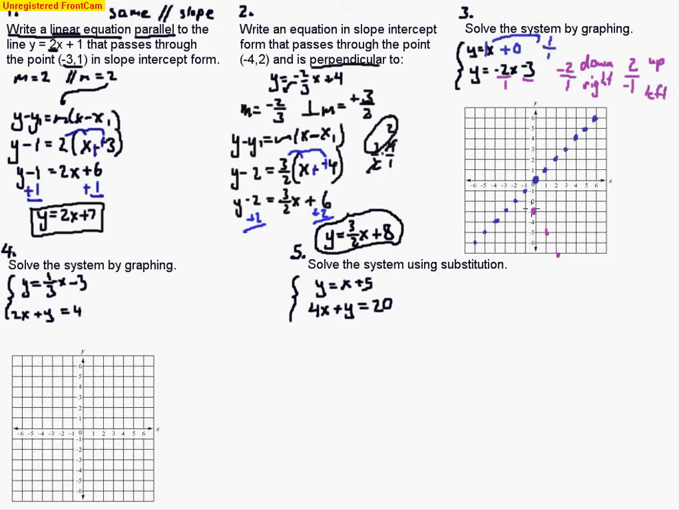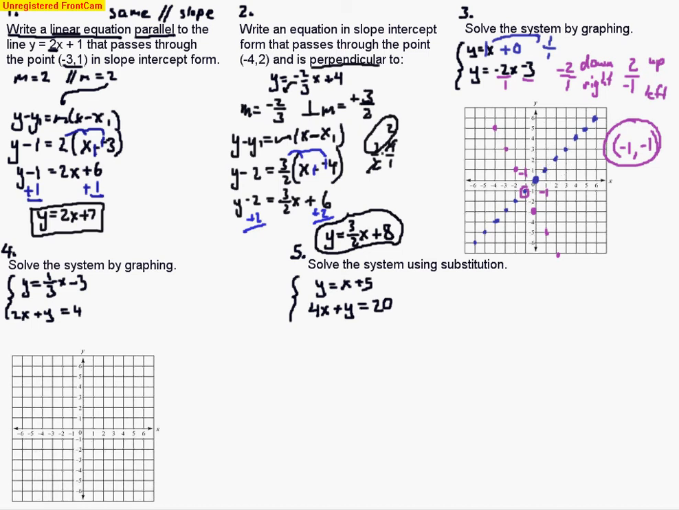And when I go up to the left, I get it to cross. And that's the answer. It's where they cross. It's the ordered pair at which they cross, which is 1 to the left, so -1, and 1 down, so -1. So the answer, -1, -1. There it is. Well, let's take a look at the next one.